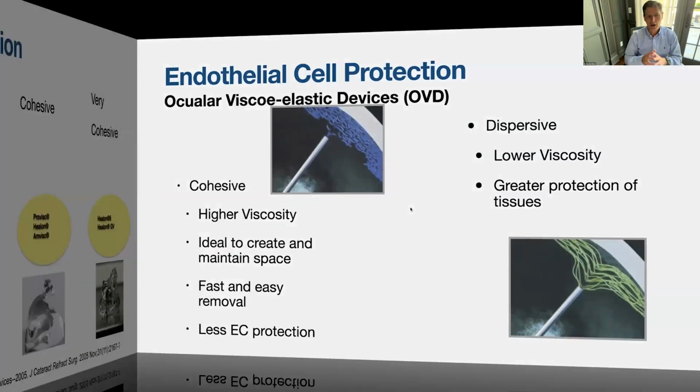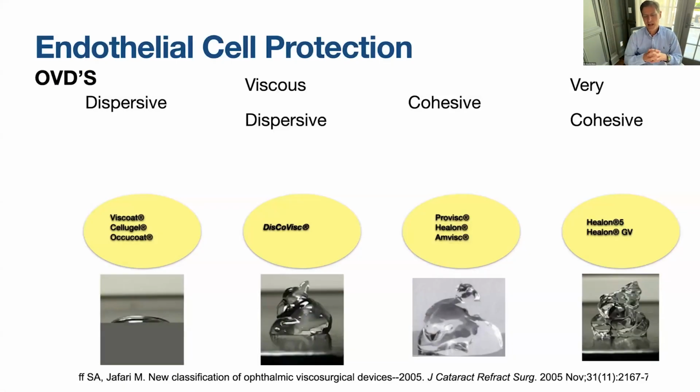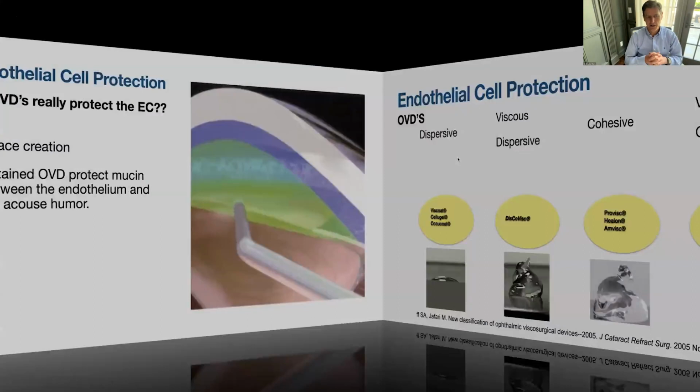And so here are various types of viscoelastics. We have dispersive, in which we have Viscoat, Cellugel, and Ocucoat. We have viscodispersive, which is a combination of cohesive and dispersive viscoelastic, which is basically Discovisc. We have cohesive, like Provisc, Healon, and Amvisc, and we have very cohesive, which are very good to create and form spaces, but are very dense, and not so good to protect the endothelium.